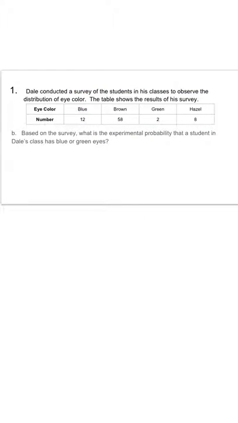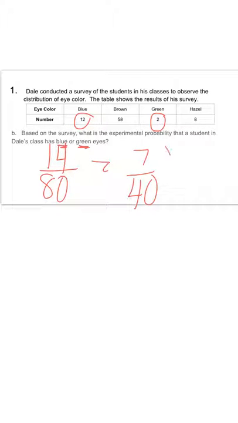Letter B. Based on the survey, what is the experimental probability that a student in Dale's class has blue or green eyes? That means that we're going to look at blue and green. So again, you add up the number of students and you get 80 on the bottom. And then when you look at blue, which is 12, and green, which is 2, your total is 14. Then that can be reduced to 7 fortieths. There is a 7 fortieths probability of a student having blue or green eyes.